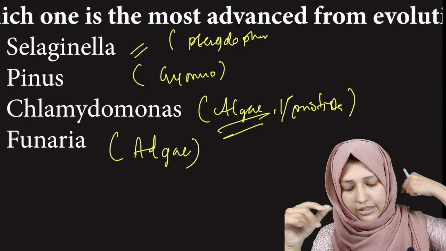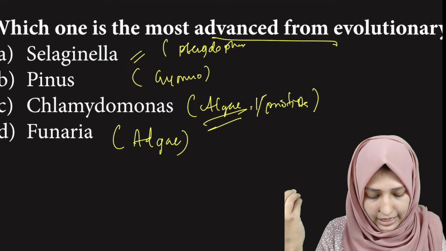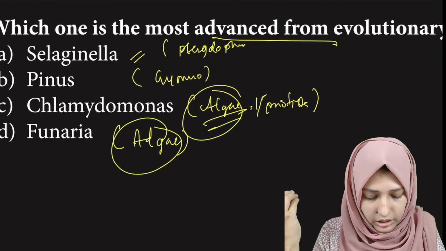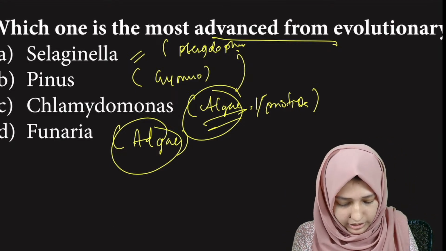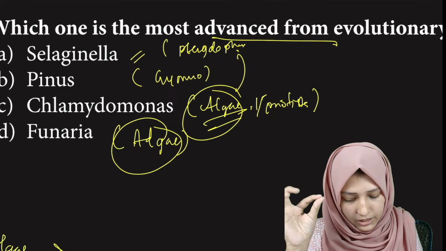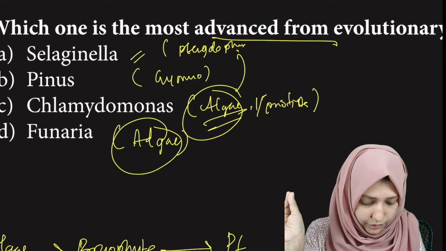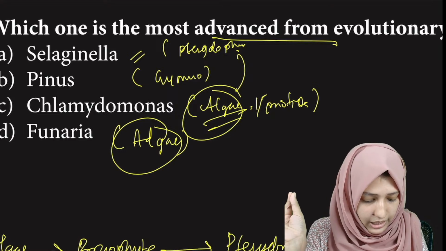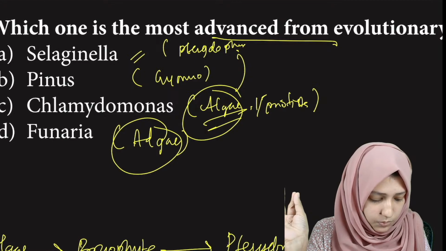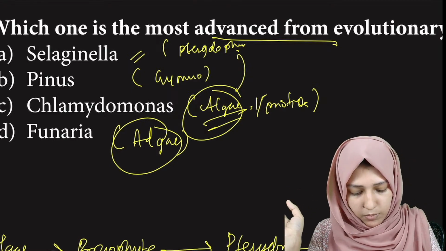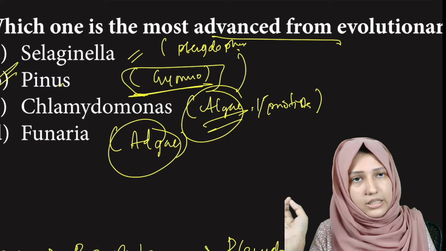Okay, clear? And now they have asked which one is the most advanced. Algae is the least advanced. Just remember the order of advancement. Algae is less developed than Bryophytes. Then comes the Bryophytes, which is more developed than algae. Then comes the Pteridophytes, which is more developed than the Bryophytes. Then comes Gymnosperms, which is more developed than Pteridophytes. Then comes the Angiosperms, which is more developed than Gymnosperms. Okay, so among these the most developed is Gymnosperm and it is Pinus. So Pinus is the answer.